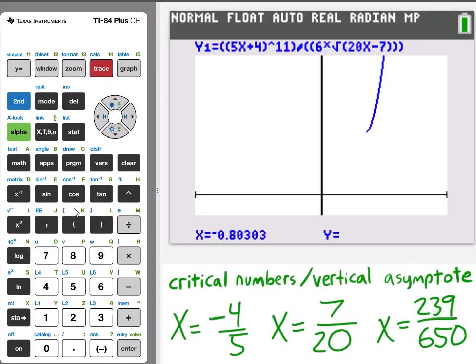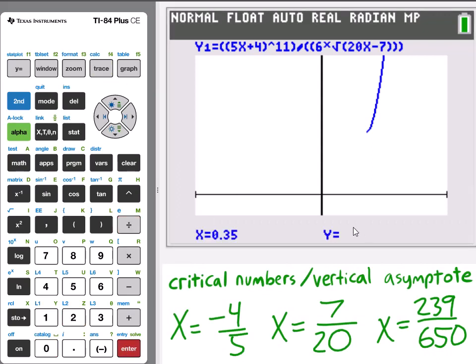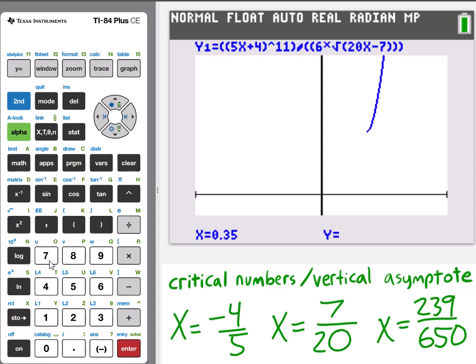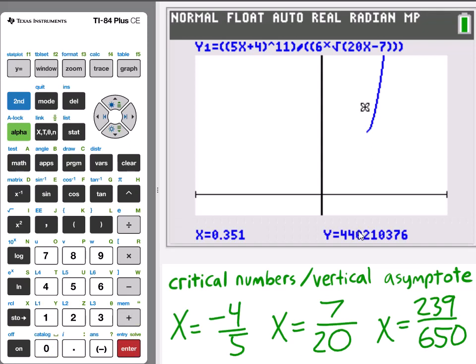So to investigate that a little bit, I'll trace to 7 over 20 and verify that I'm not getting any output at all. I'm not getting a y value. But if I trace to 7 over 20 plus just a little bit, I notice that I do have a y value, and it even shows that there's a y value there on the graph that wasn't originally visible due to just limitations of our calculator.